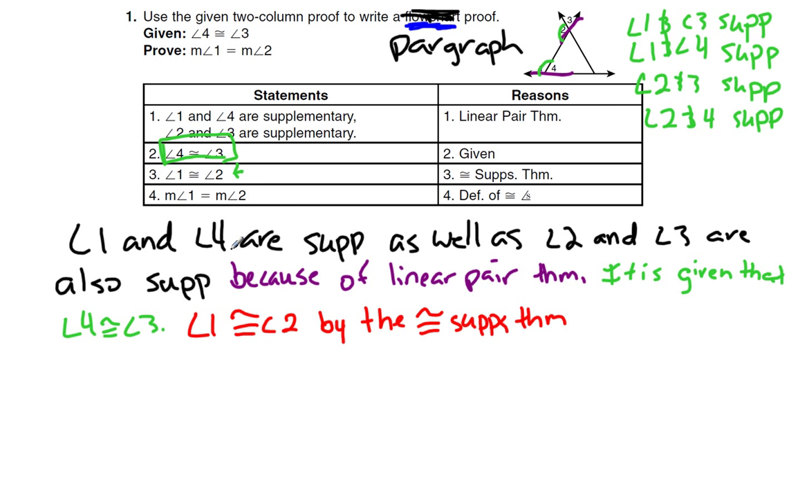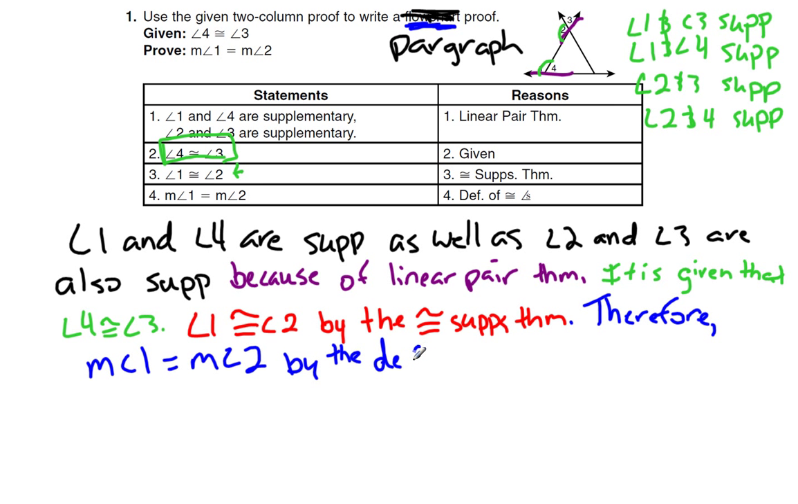And then our last one, let's close this up. If angle 1 is congruent to angle 2, that means their measures have to be the same, so we can throw in a sassy little therefore. The measure of angle 1 must equal the measure of angle 2 by the definition of congruent angles. So we just took our last step, which again is what we tried to prove. Since we proved what we wanted to prove, we're all done.